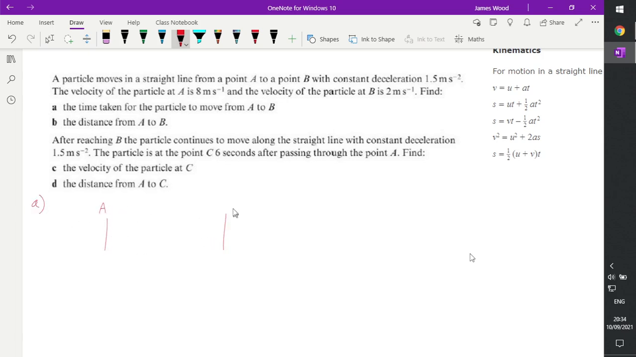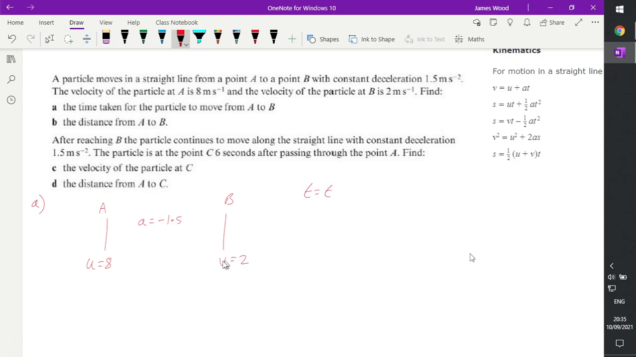So this is point A, this is point B, and it says its deceleration is 1.5. Because it's decelerating, we can say that the acceleration is minus 1.5 because it's slowing down. At A, its velocity is 8, so u is 8. At B, its velocity is 2. We've got to find the time, so I'm just going to put t equals t.